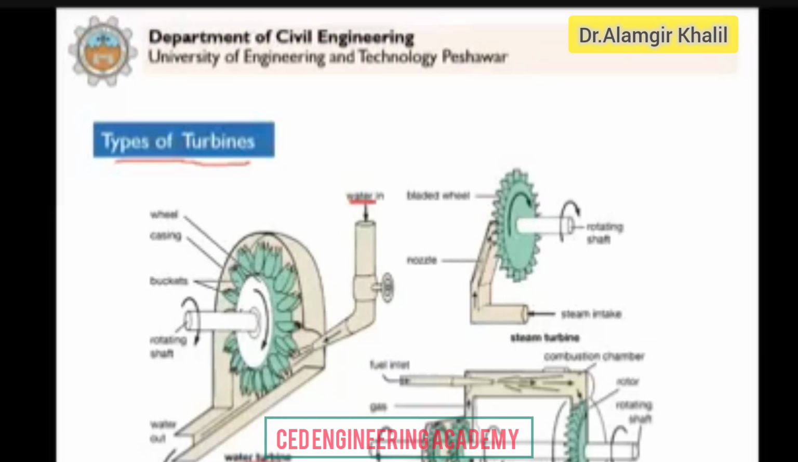And the wheel takes the energy in the form of this rotating shaft. So it converted this hydraulic energy into mechanical energy in the form of this rotating shaft. Clear? Because it is driven by water, we call it a water turbine or hydraulic turbine.